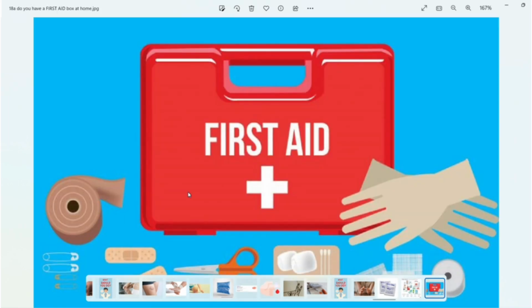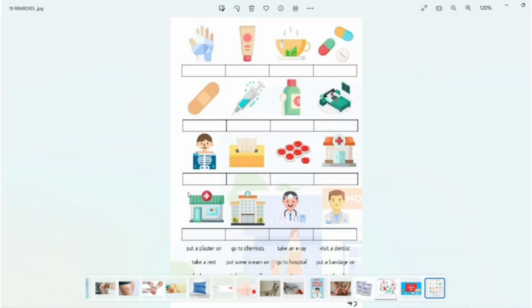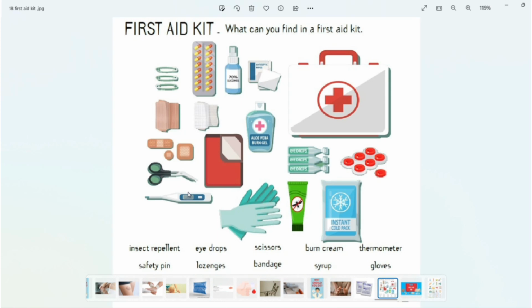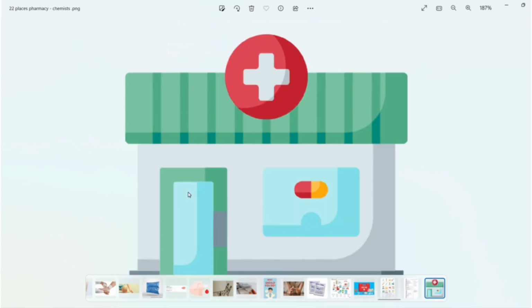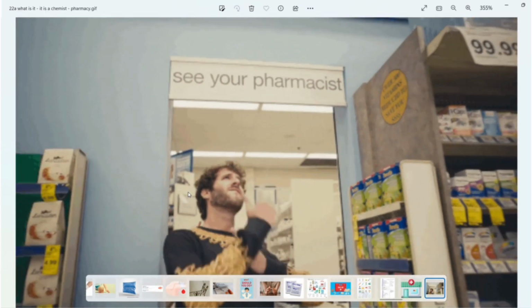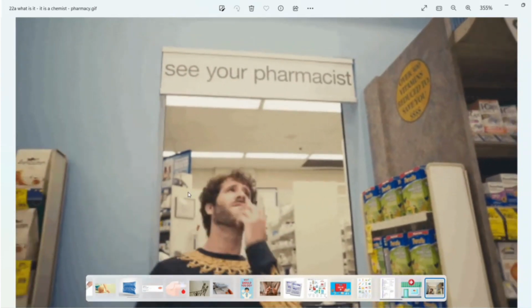And later on, once we finish with the flashcards, we focus on the first aid kit. After the first aid kit, we talk about remedies and then a sick note. And then later on, we can focus on vocabulary related to medical emergencies.